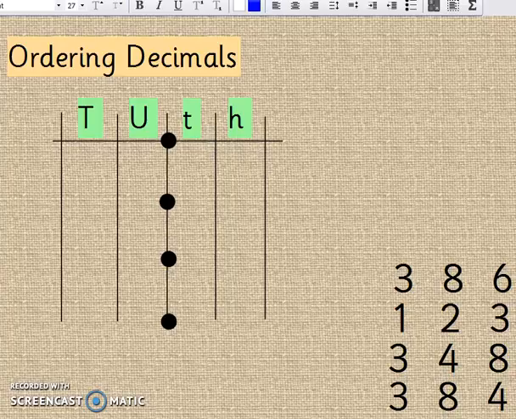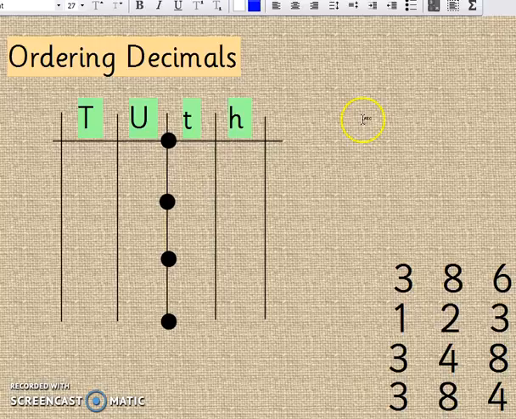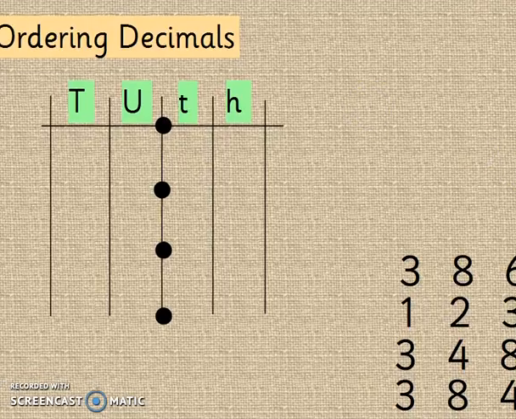Hello, today is our last revision session and we're going to look at ordering decimals. So first of all we need to understand what the place value is of each number in a decimal number that we are given. So it's the same as ordering normal numbers.